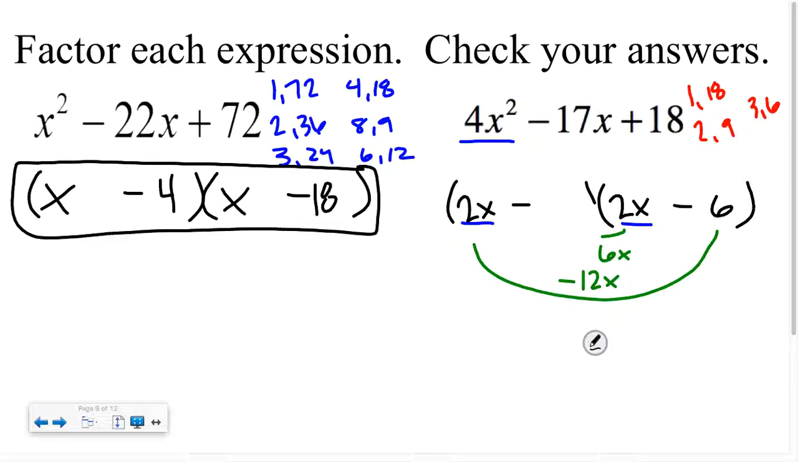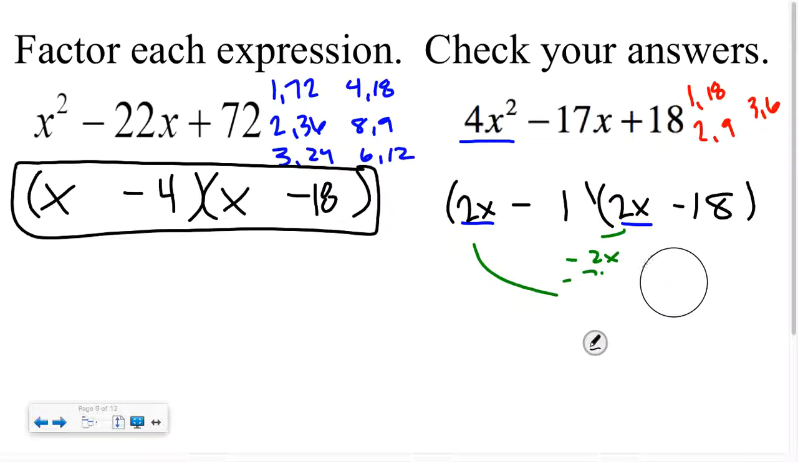You want to try 1 and 18? Outsides, 2 times negative 18. Insides, 1 and 2, or negative 1 and 2, sorry. Is that going to make 17? Guess we could try 2 and 9 then, since we have it.